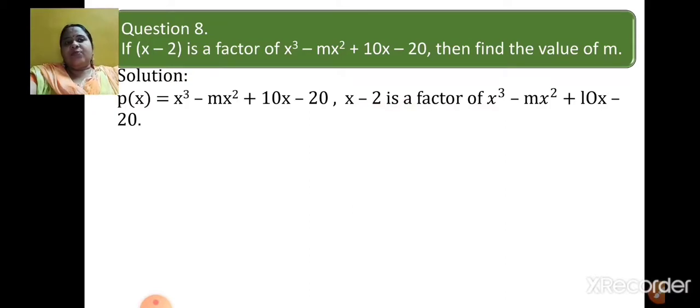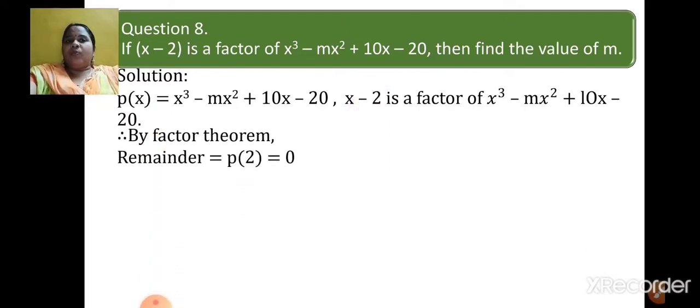So, what should I substitute? X as exactly the opposite sign, x minus 2 is given. So, I will be substituting x as 2. And it is told in this particular sum that x minus 2 is a factor. It means that when I substitute p of 2, answer I am going to get 0. It is not like the previous one where I had to verify whether it is a factor or not. In this, it's told that it is a factor. I need to get the value of m.